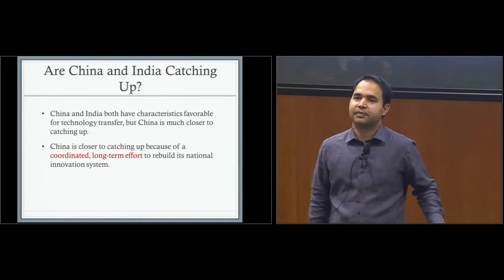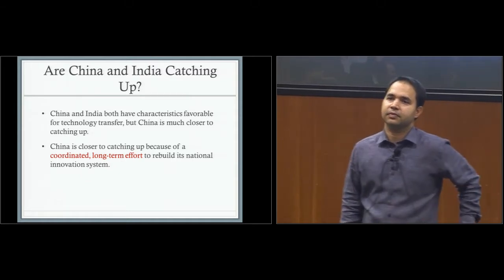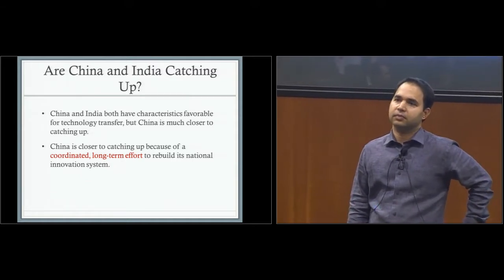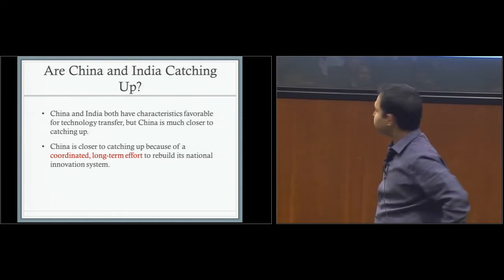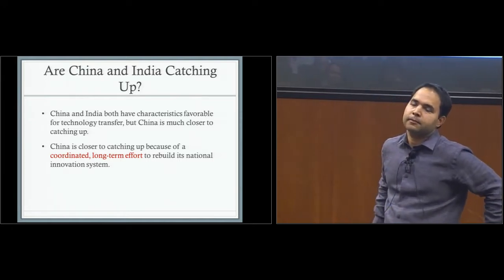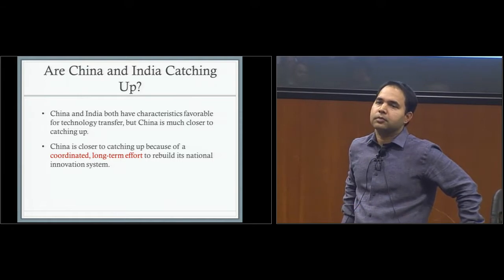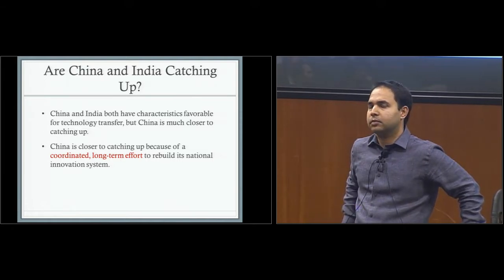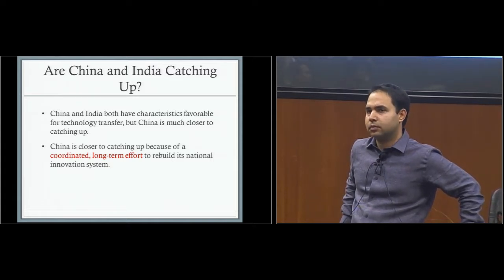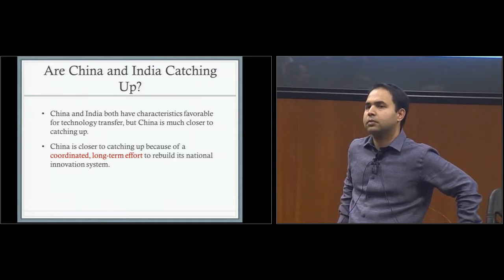Yes, sir. Thanks. This is really interesting. My question is just about that last line you've got. You say that China's closer to catching up because they have a coordinated long-term effort to rebuild its national innovation system, which suggests that there was a national innovation system until some event, and that it now needs to be remade. When was China economically very innovative, and what's going to be different now?